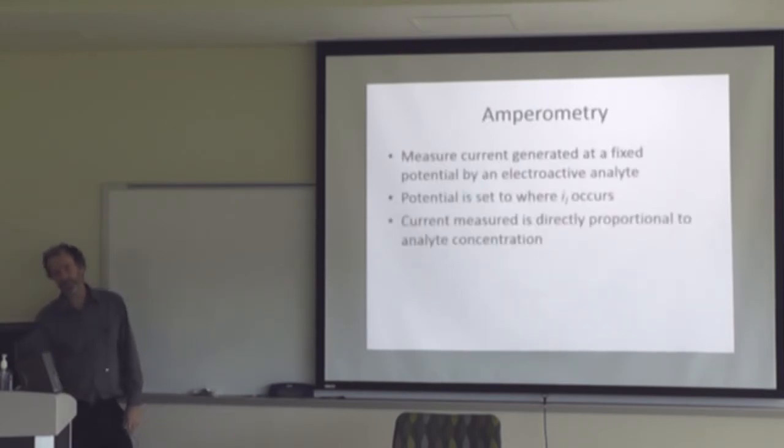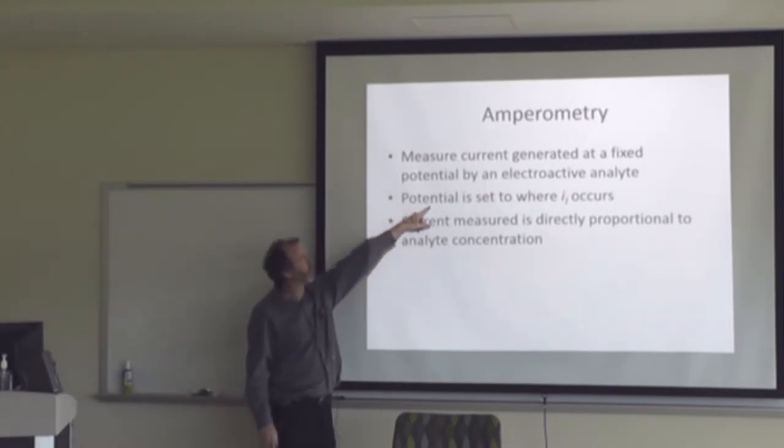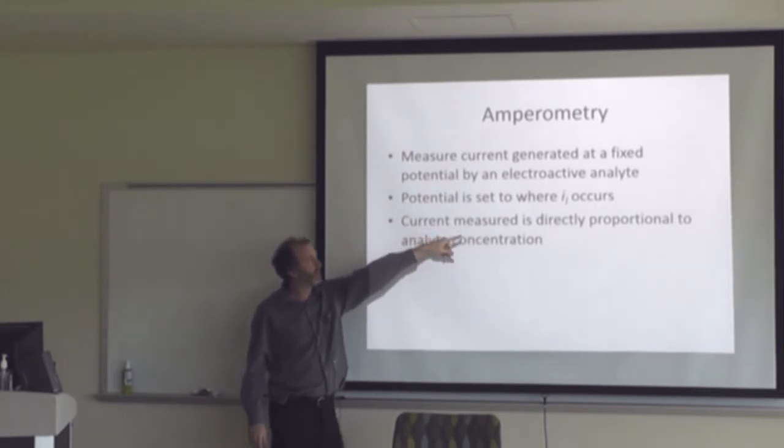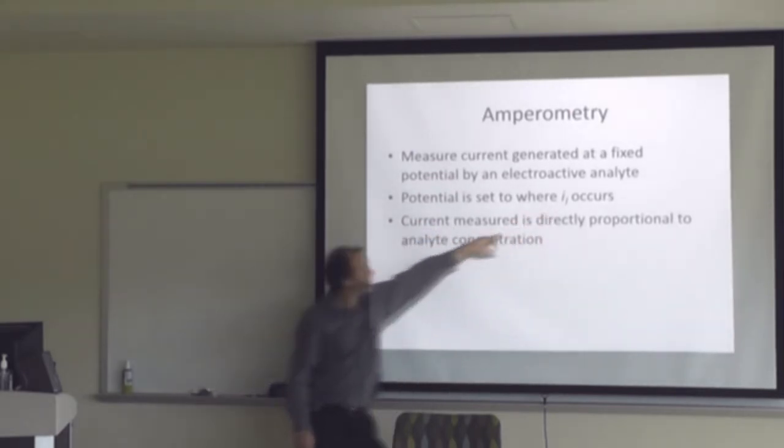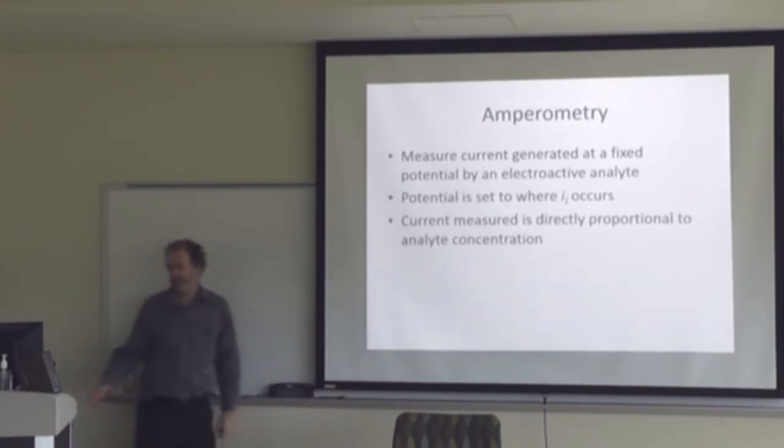So amperometry is where you measure the current generated at a fixed potential by an electroactive analyte, and the potential is set where the limiting current occurs, and the current measured is directly proportional to that analyte concentration.